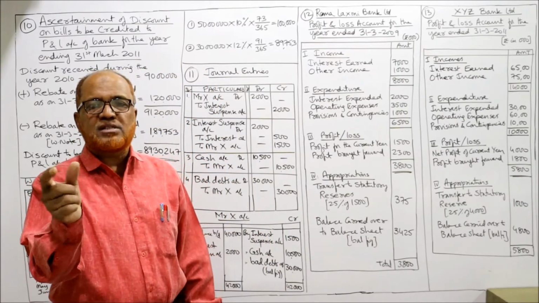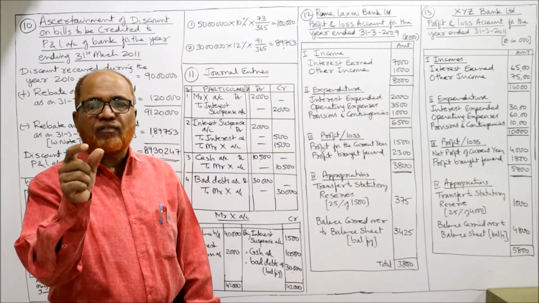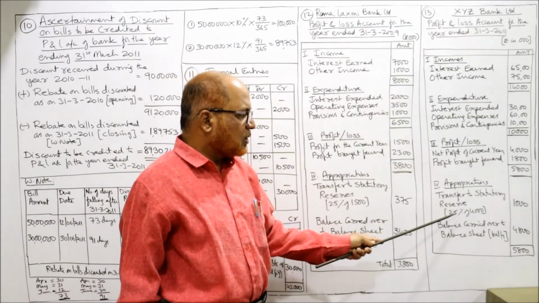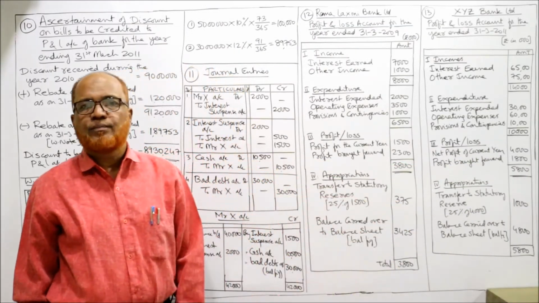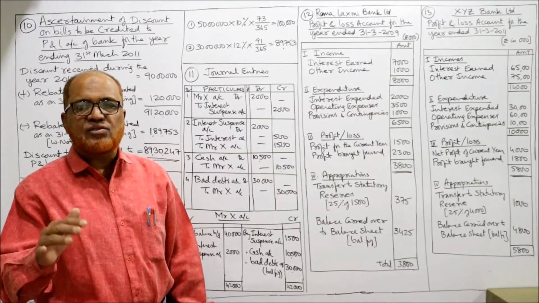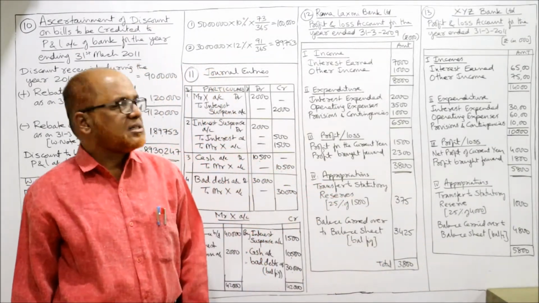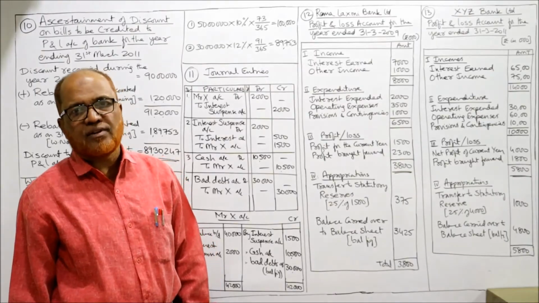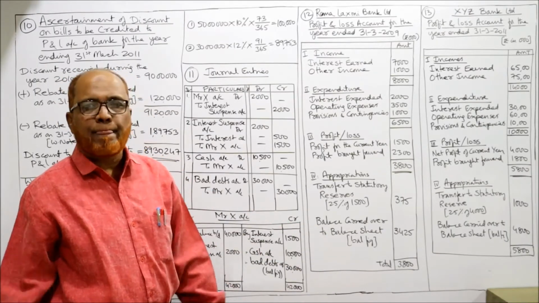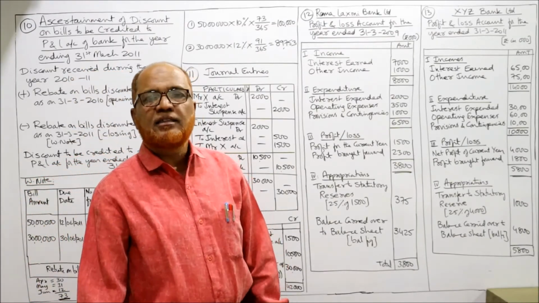Out of this total profit, some amount will be transferred to statutory reserve: 25% of current year's profit. Current year profit is 4,000, and 25% of 4,000 comes to 1,000. 1,000 will be transferred to statutory reserve. The balance will be transferred to balance sheet. So out of 5,800, 1,000 is transferred to statutory reserve. The remaining 4,800 will be the balance carried over to balance sheet. That's all. This is the end of problem number 13.